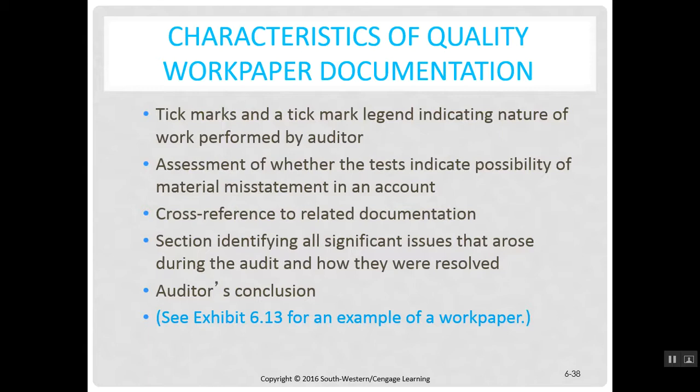You need to have tick marks and a tick mark legend indicating the nature and the work performed by the auditor, assessment of whether the tests indicate possibility of material misstatement in the account, include cross-references to related documentation, a section identifying all significant issues that arose during the audit and how they were resolved, and then the auditor's conclusion. So I'm actually going to go through Exhibit 6-13 in class so we can talk through what a work paper actually looks like.